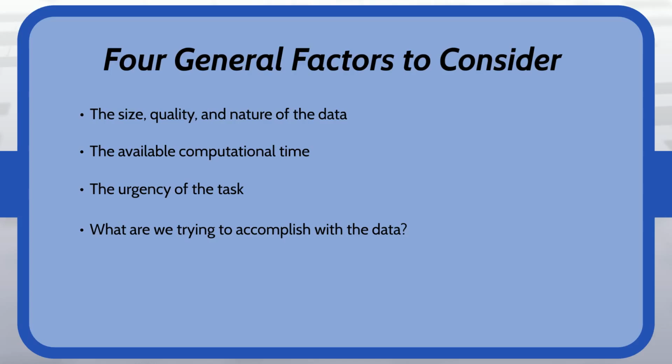Does this algorithm have to run in real time? If so, maybe a very deep neural network isn't the best option for you. The urgency of the task. For example, how much time can I spend on training the algorithm versus, do I need something that needs to be deployed tomorrow? And then again, what are we trying to accomplish with the data? Are we trying to do prediction? Are we trying to do inference? Do we want a sequence of actions? These are all going to be the factors that you consider when going into choosing an algorithm.